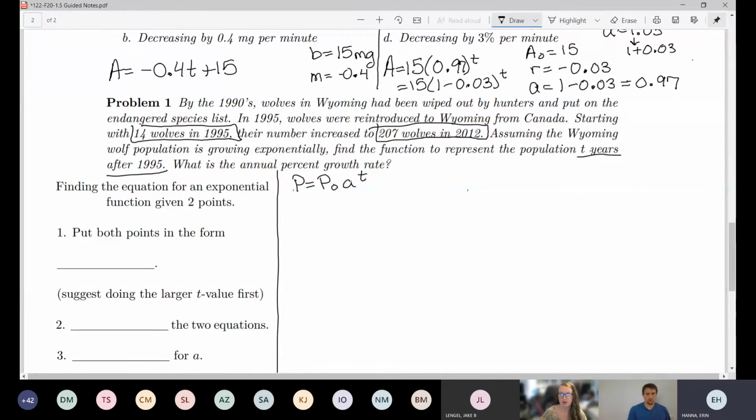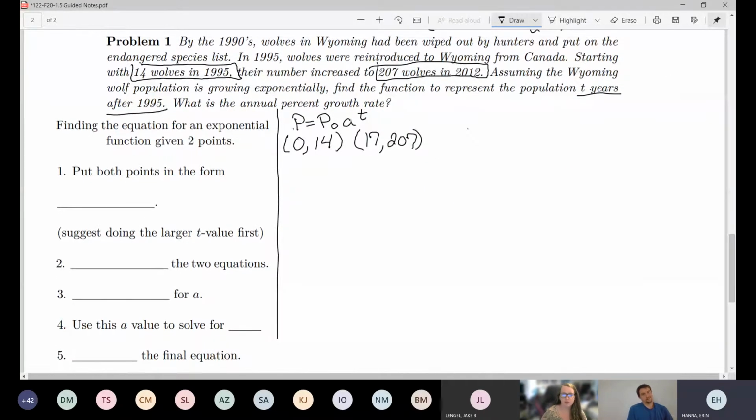So essentially the t values are our x's and the p values for the population are going to be our y's. So the 2 points we're working with, well, we had 14 wolves in 1995. Now t is in years since 1995, which makes that point (0, 14), 0 years since 1995. And then the 207 wolves in 2012. 2012 is, I think, 17 years since 1995. And we had 207 wolves. So those are essentially the 2 points we're working with. And now I'm going to scroll all the way down.